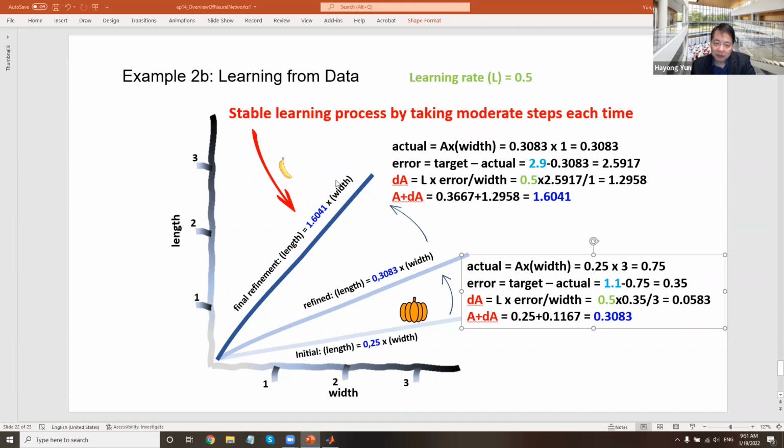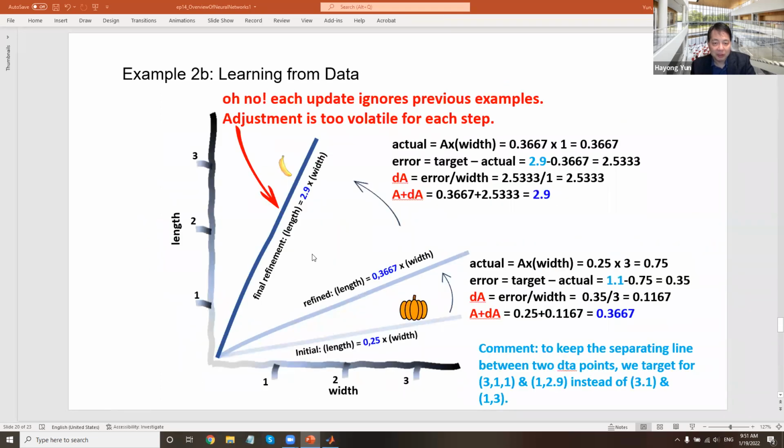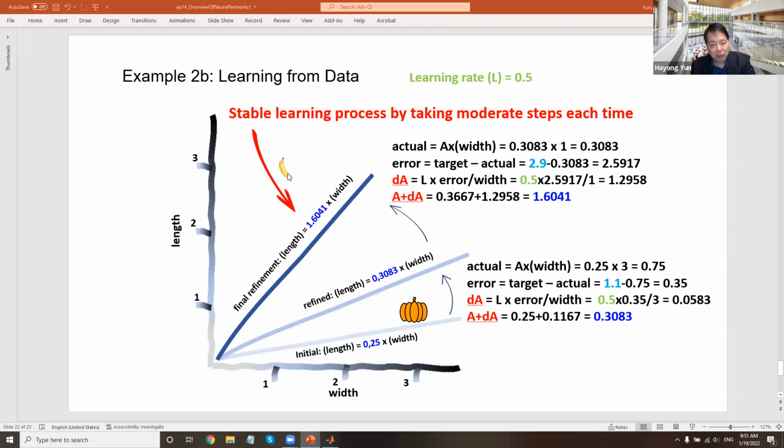But more importantly, when we see the next data point, 0.383 times 1, the banana data point is 1.3. The new line we target to be 2.9, but the actual is 0.38, and the error is 2.5, but we reflect only half of the error here, so we get 1.29. So adding 0.36 and 1.29, we get 1.6, which is a lot more reasonable than what we got before, meaning we actually took into account both the banana and pumpkin when we made the final adjustments.